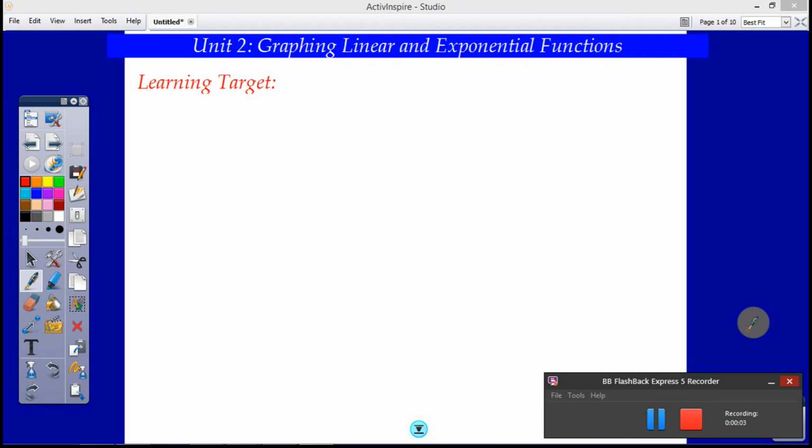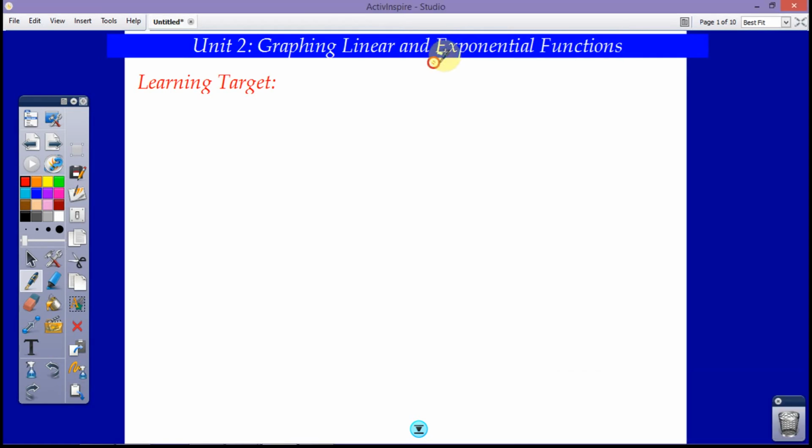Today we're going to continue graphing with linear and exponential functions in Unit 2. So far we have been graphing linear functions. That's when we just have a regular line. So now we're going to move on to exponential functions.